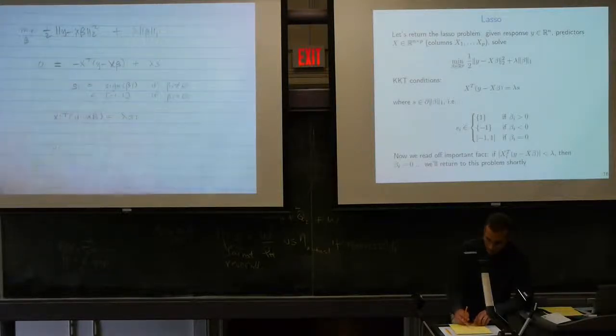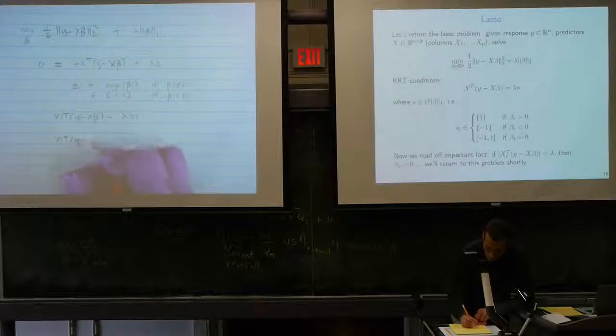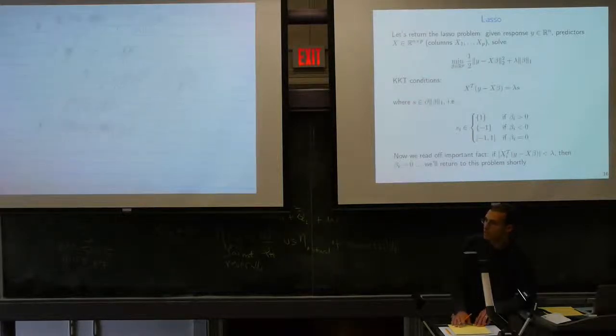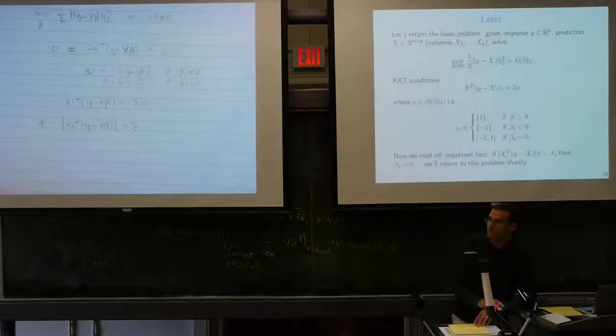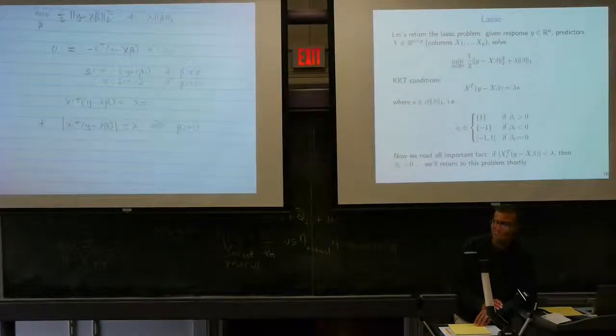Okay, so this already tells us a few interesting things about the lasso solution. What's the first thing it tells us? Well, what happens if I look at a variable for which xi transpose y minus x beta is less than lambda in absolute value? What do I know about that component of beta at the solution? Yeah, I claim that this implies beta i equals 0 at the solution. Why is that the case?